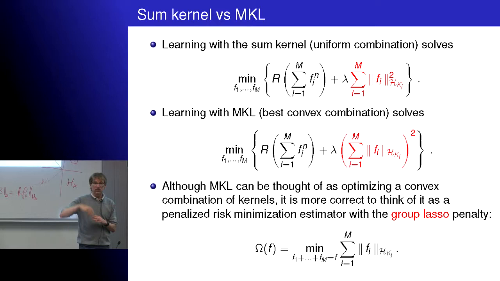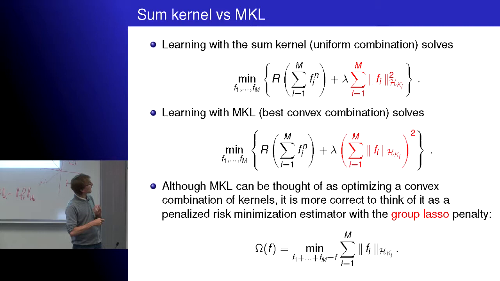Now, if you have 100 kernels, and you believe three of them are relevant, and most of them are noisy and should not play a role, they just decrease the performance, then you should use MKL that will do kernel selection. So not only kernel combination, but kernel selection, and it would be very efficient to remove the effect of noisy kernels. Okay, that's the main difference between summing together kernels and doing MKL, which is more related to kernel selection than really weighting the kernels together.